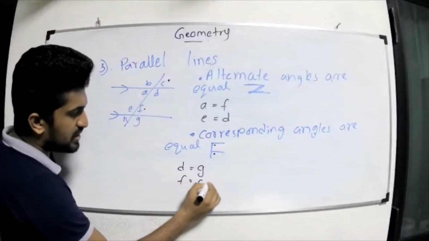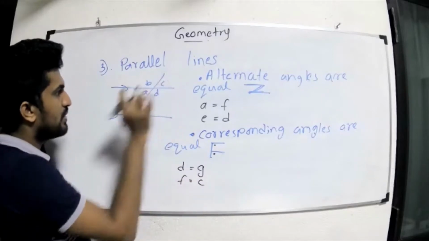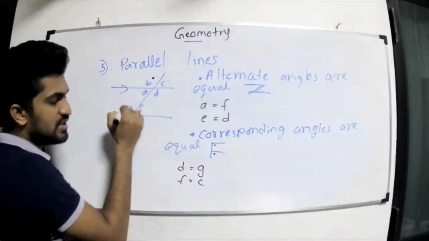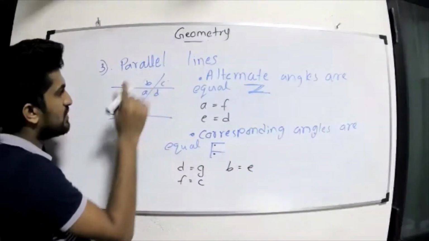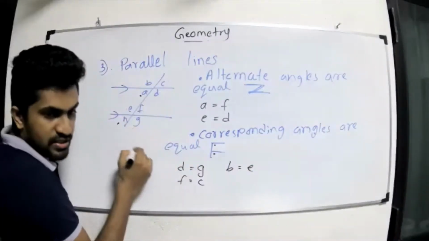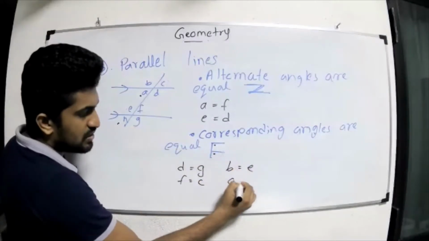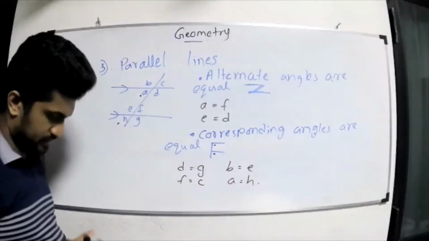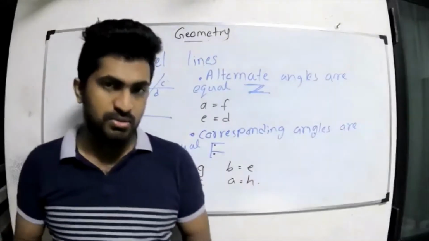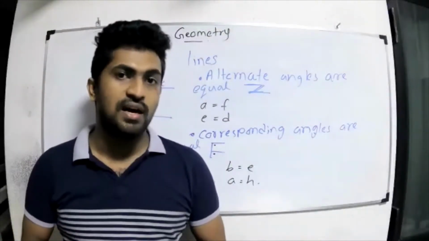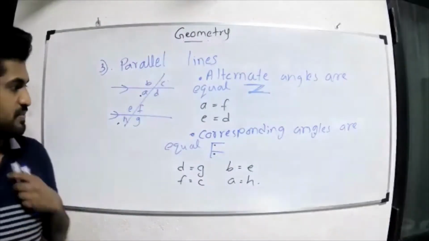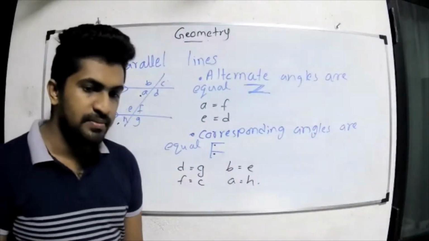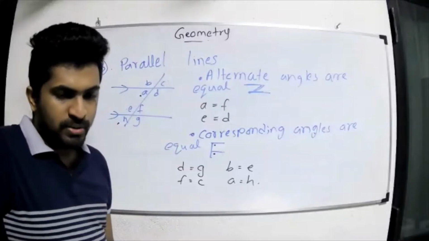Did you get it, my dear kids? Next one, B equals C. Next one, A equals H. So you have to write it like this. Those angles we call corresponding. Corresponding angles are equal. Did you get this, my dear? So write it.